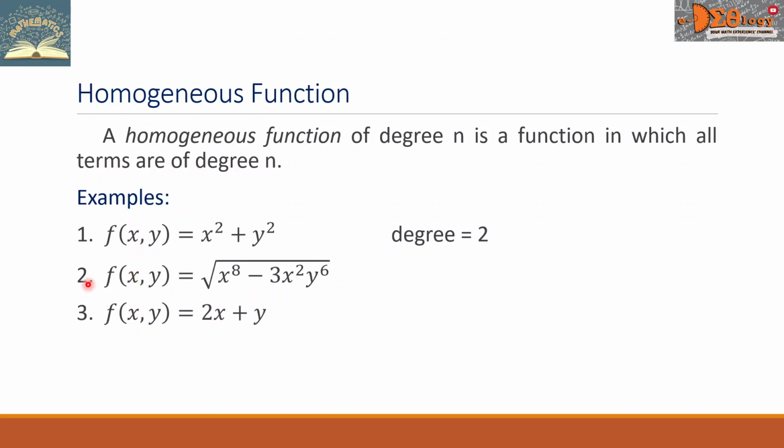Example 2, f of x y equals the square root of the quantity x raised to 8 minus 3x squared y raised to 6. In this example, the terms inside the radical have degree 8. But because of the square root here, the degree will be 4 for this function. Third example, f of x y equals 2x plus y. In here, the degree is 1.